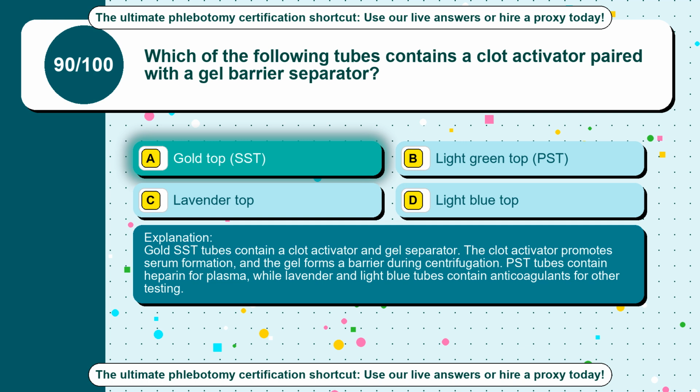Gold SST tubes contain a clot activator and gel separator. The clot activator promotes serum formation, and the gel forms a barrier during centrifugation. PSD tubes contain heparin for plasma, while lavender and light blue tubes contain anticoagulants for other testing.